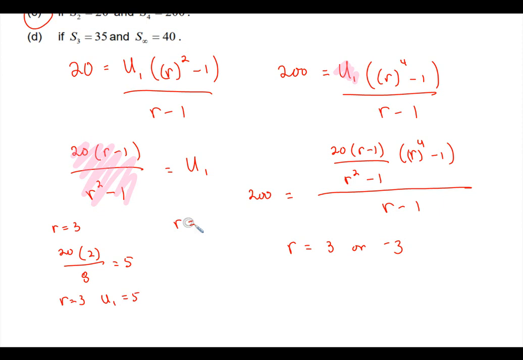And then when R is equal to negative 3, we would have 20 times negative 4 over 8. So this would give us a half, 10, so I believe negative 10. So when R is equal to negative 3, U sub 1, the first term, would equal negative 10. Okay?